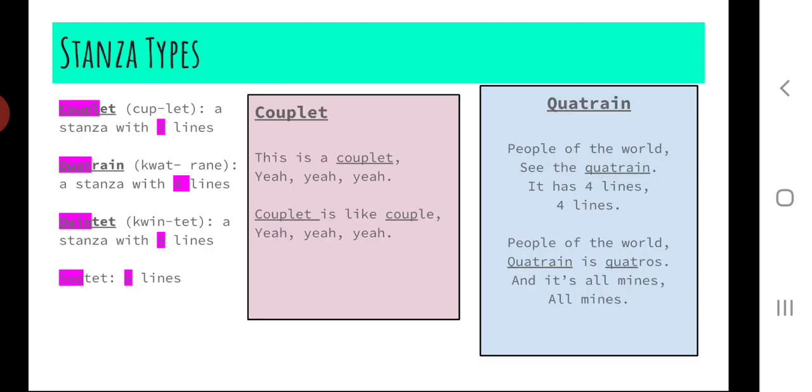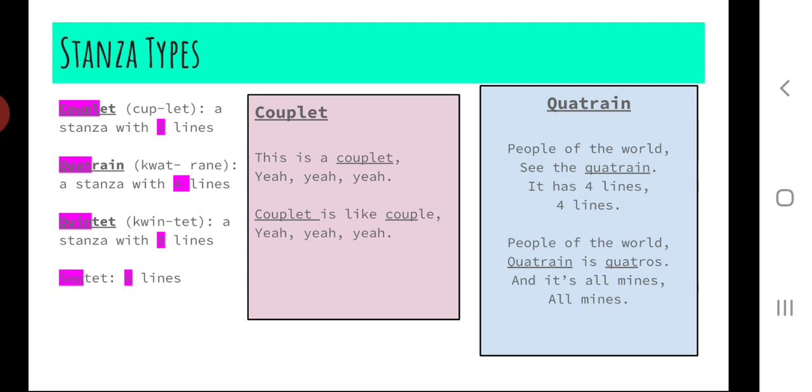Types of stanzas, we have couplet, quatrain, quintet, and septet. The most common ones that you will see are couplets and quatrains. And this is where the knowledge of prefixes does come in handy. So we look at couplet and we see that the first part of the word is couple. So if you're in a couple, that means you're in a group of 2 people. So a couplet is a stanza that is done with 2 lines.